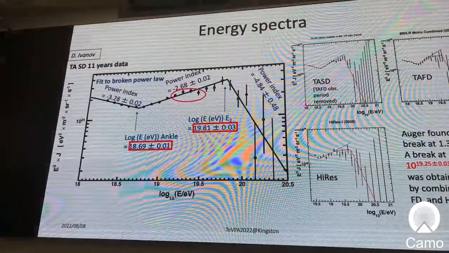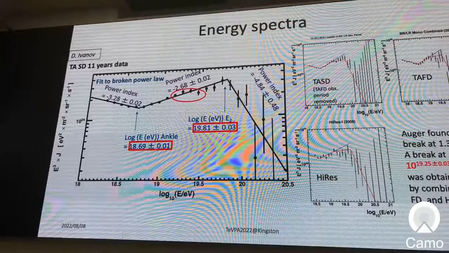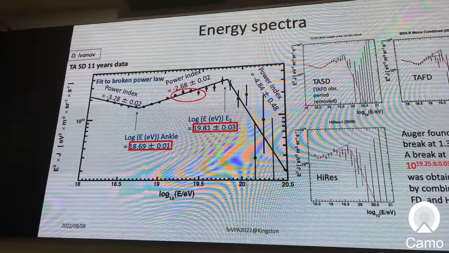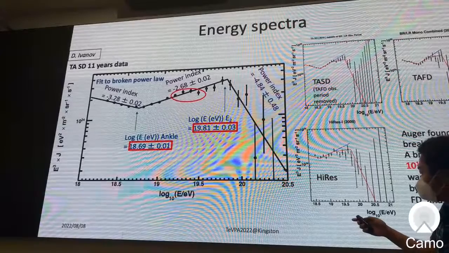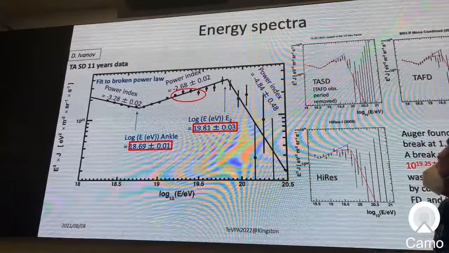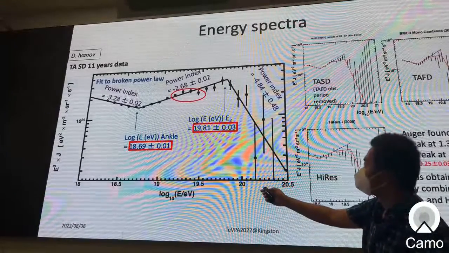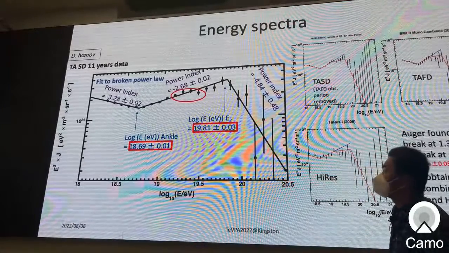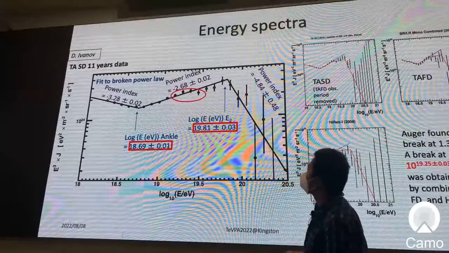Okay. So from this slide, I show results of analysis using these detectors and these analysis procedures. And this is the energy spectrum obtained by 11 years of observation by the TASD. The black points correspond to the data points. And we can see a clear break at the ankle and a cutoff.